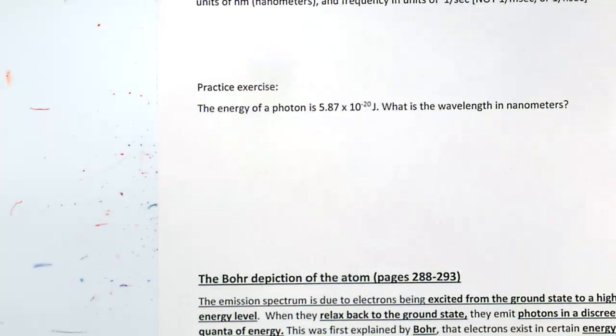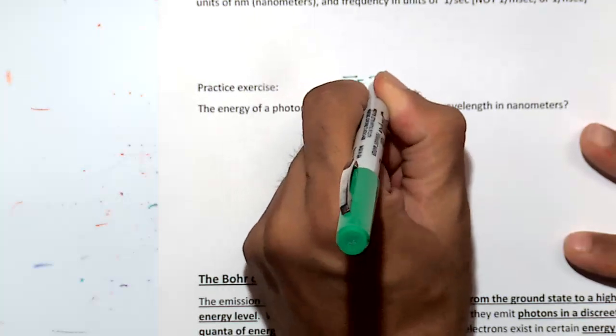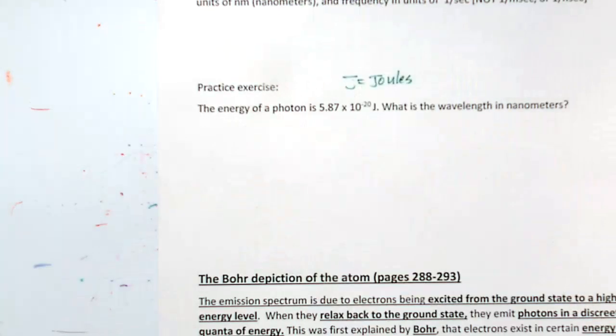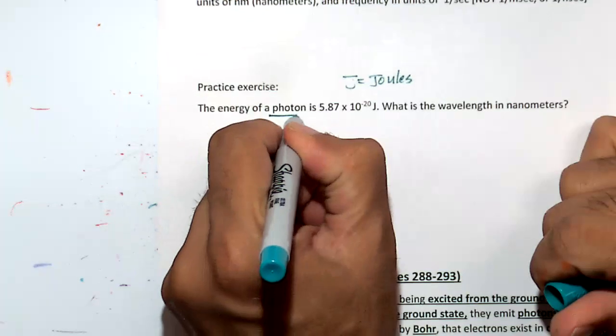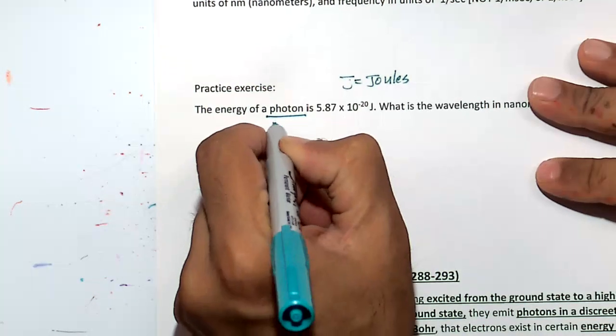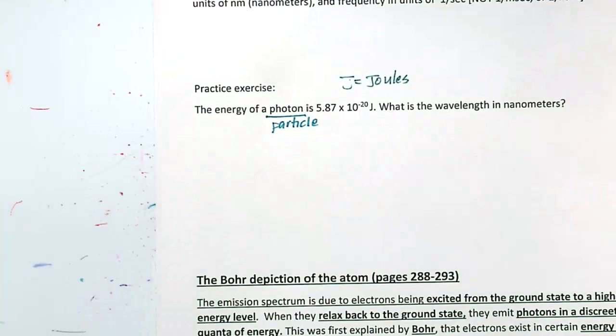Let's do a practice problem really quickly. The energy of a photon is 5.87 times 10 to the minus 20 joules. Notice here energy is in joules. What is the wavelength in nanometers? Now let's step back for a second and think about this. What did we say about a photon? Isn't it a particle, a light particle? Yes, a photon is a light particle, with an energy of that electromagnetic radiation.